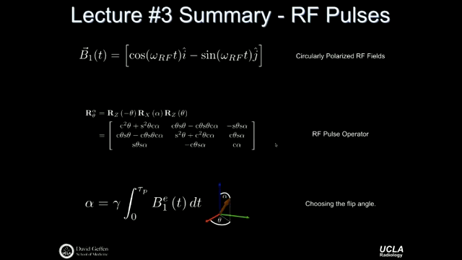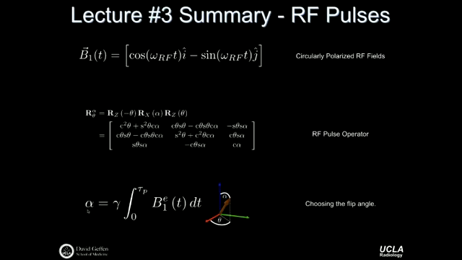What we did after that then was describe how we could actually design or choose the flip angle itself. And the flip angle really just arose from integrating the Larmor equation for the B1 field, right? So we're going to integrate the magnitude of this B1 envelope function as a function of time multiplied by the gyromagnetic ratio, and that will give us the total amount of flip angle.